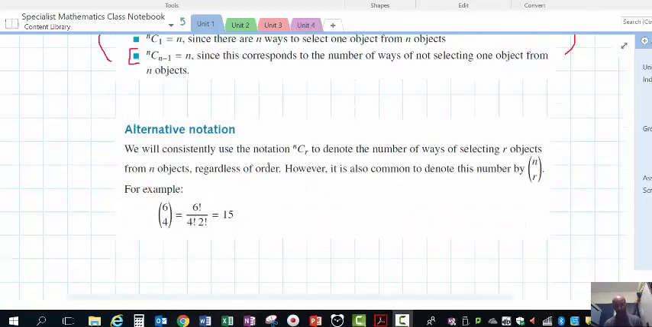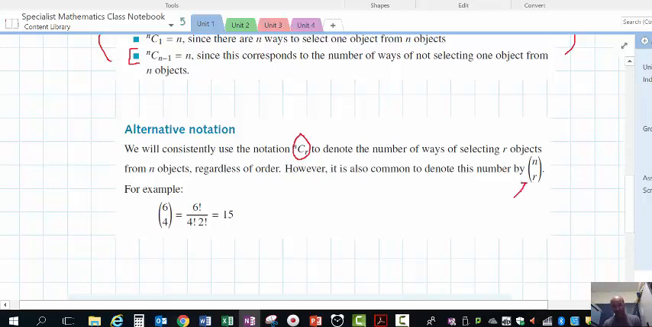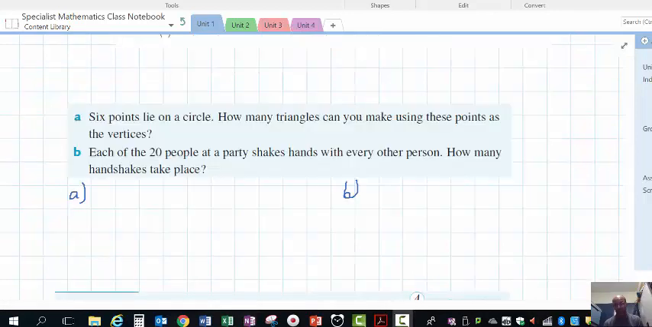I'd like you to be aware of an alternative notation which gets used for nCr. So nCr can be written not only like that but also like this here. So that is the alternative format of nCr. Please note, because you will see that.